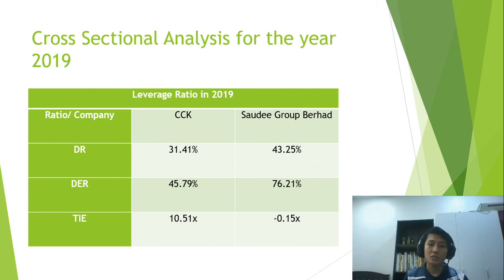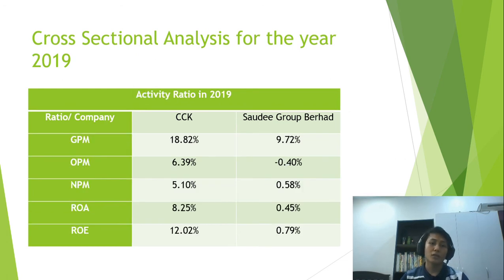The same thing happens on debt to equity ratio, where CCK had a lower ratio than Saudi Berhad. It indicates that CCK had less debt compared to Saudi Berhad. It also shows how CCK had a lower risk for shareholders to cover the debt than Saudi Berhad. Lastly, CCK had a better performance of times interest earned, as it was higher than Saudi Berhad's. Moreover, Saudi Berhad had a negative value as its ratio of times interest earned, thus it indicates that the company cannot meet its fixed interest payment.